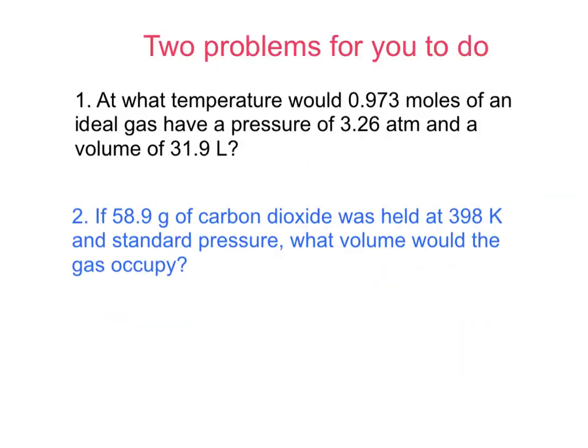So here are two problems for you to try. The first one is pretty much a straight up ideal gas law problem. It gives you moles and atmospheres and liters and asks you to find temperature. And then the second one gets a little bit trickier. As you look at the second one, notice it gives you grams of carbon dioxide. And there are no grams in the ideal gas law, but there's something in the ideal gas law that you can change grams to in order to help you out. It also gives you this 398 K, and it gives you this standard pressure, so don't forget about that. That's something that should be able to help you out also.